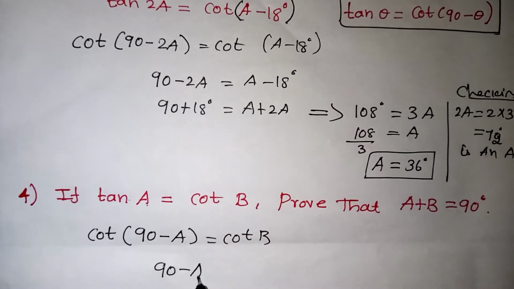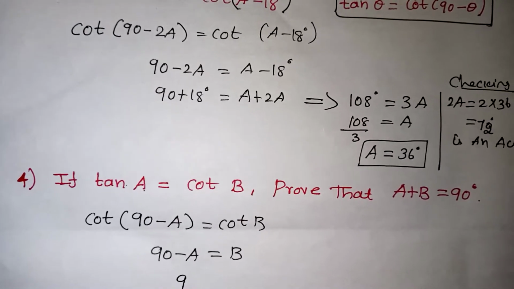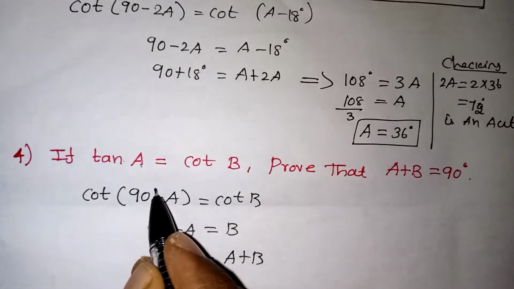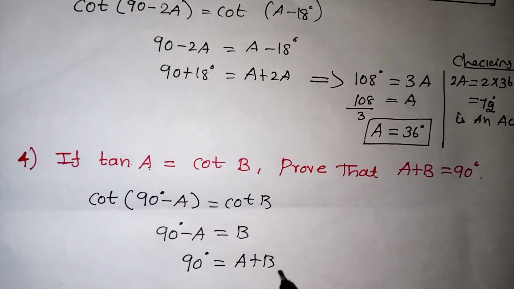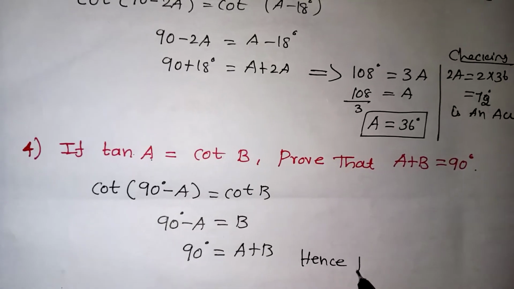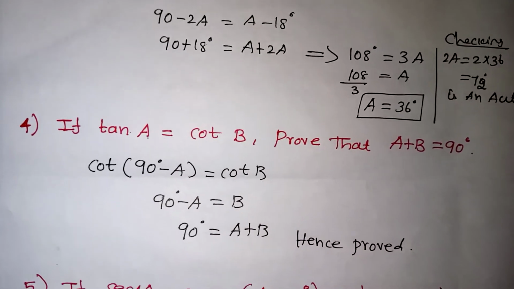So 90 minus a is equal to b. So the minus a taken to the other side will become plus. So 90 is equal to a plus b. The angle should be mentioned with the degree symbol. So a plus b is equal to 90 degrees. That's what you need to prove. So we can write hence proved. Very easy one. We'll move on to the next problem now.